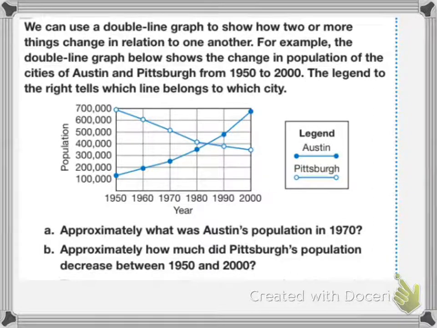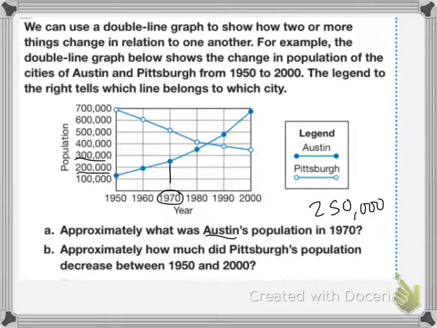So we ask, what was Austin's population in 1970? We look at 1970 and find the dot, and it's about halfway between 200,000 and 300,000. So the halfway mark would be about 250,000 people.